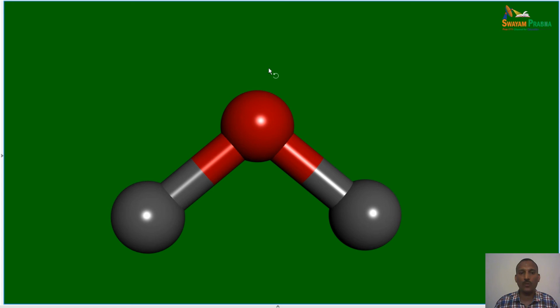Let us look at the water molecule. I can cut the water molecule perpendicular to this one. So we get two pieces of exactly the same molecule. So this is one of the vertical planes which cuts the molecule into two pieces. So the water molecule has one vertical plane.